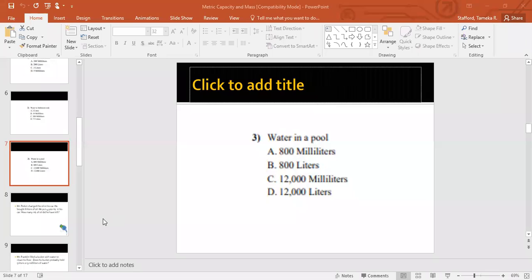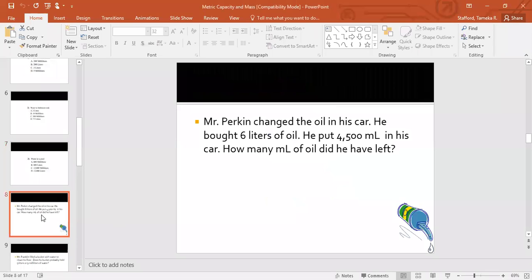All right. Now let's look at some word problems. Mr. Perkins changed the oil in his car. He bought 6 liters of oil. He put 4,500 milliliters in his car. How many milliliters of oil did he have left?